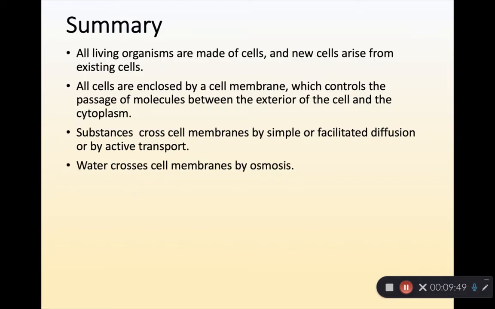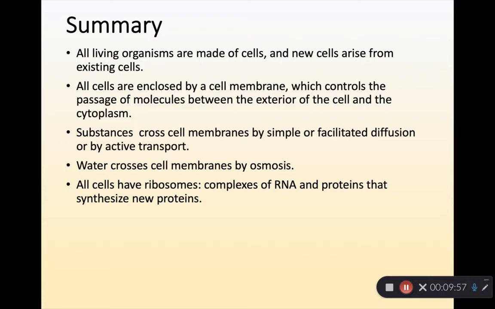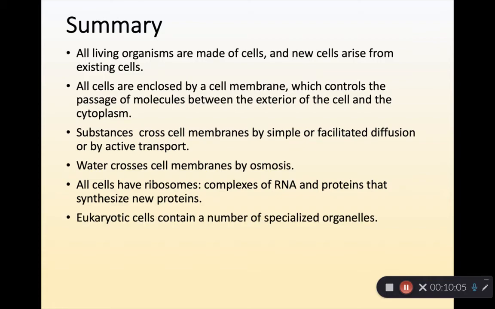We discussed that when we're talking specifically about water, water crosses cell membranes by the process called osmosis. We also talked about ribosomes, how the complex of RNA and proteins synthesize new proteins. And then we also discussed the specific organelles that are characterized in eukaryotic cells and the differences that occur between them.